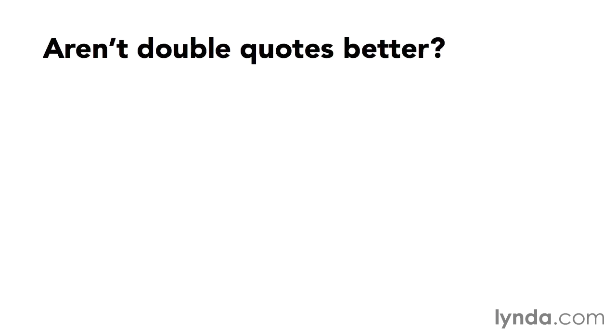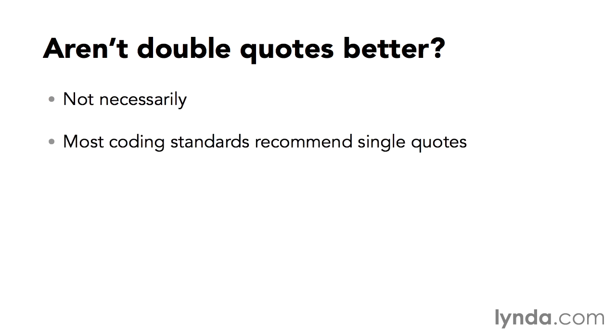Double quotes process variables and escape sequences, so why not use double quotes all the time? Surely they're better. Well, not necessarily. Most coding standards for big projects such as WordPress recommend using single quotes for literal text, but this isn't a hard and fixed rule. The main consideration should be to reduce the use of backslashes. If you're creating a string that contains quotes or apostrophes, choose whichever combination uses the fewest backslashes. It'll make your code easier to read and maintain.